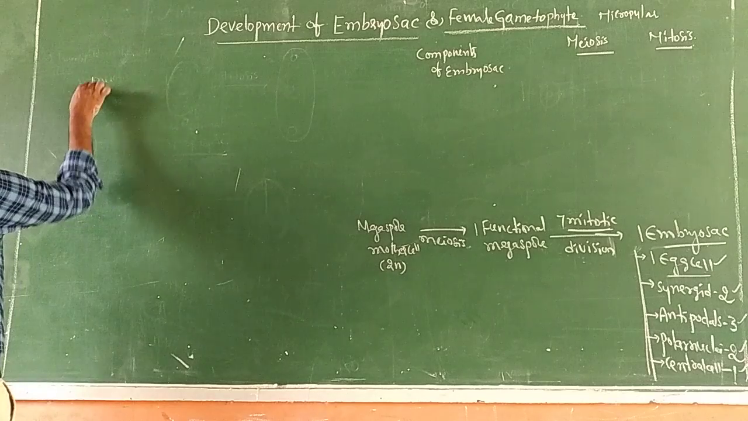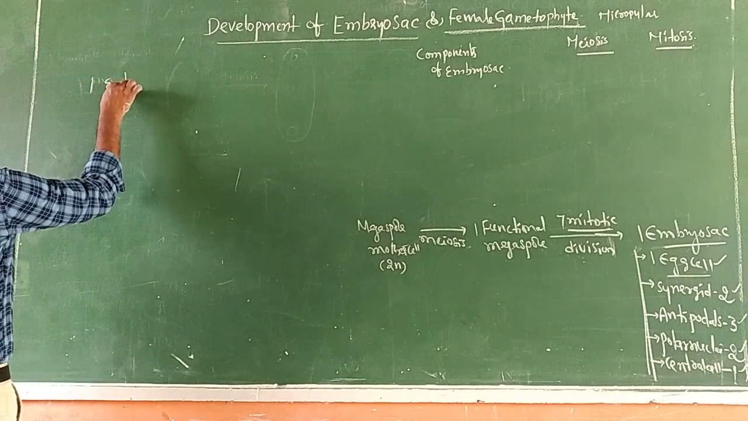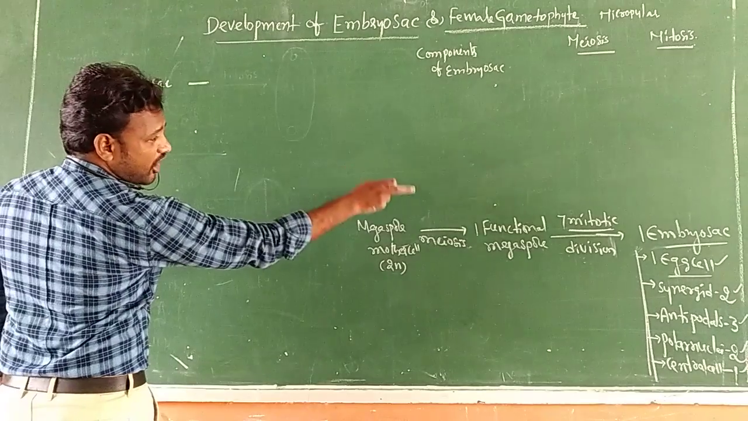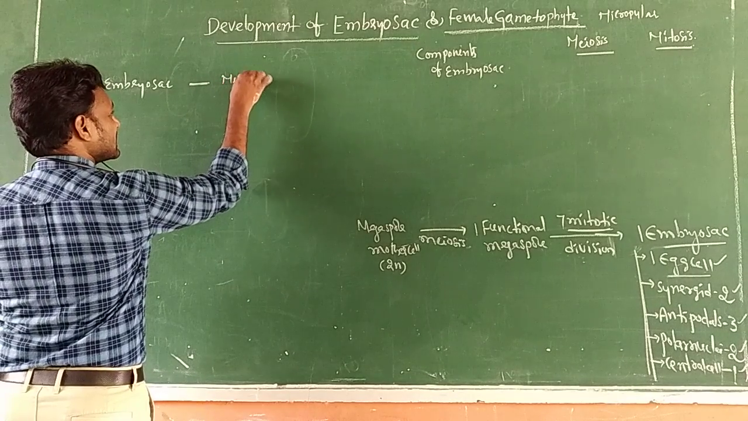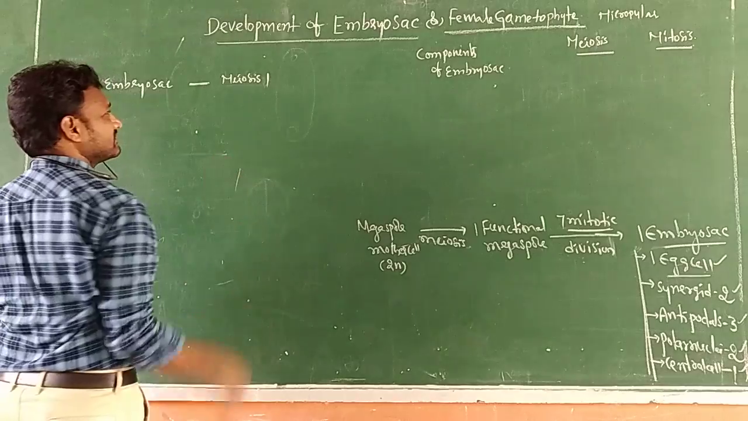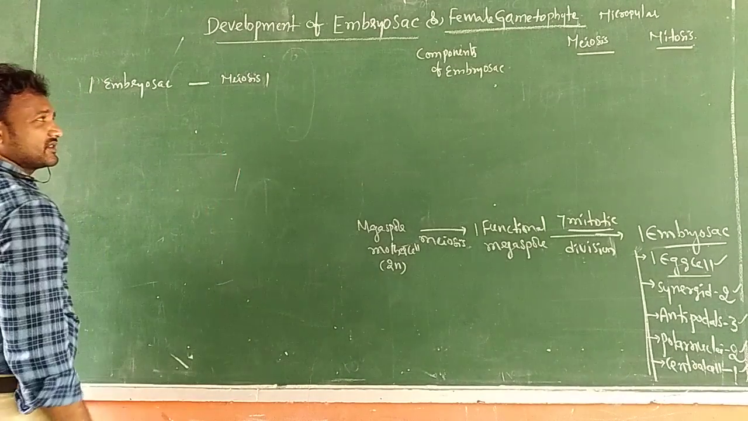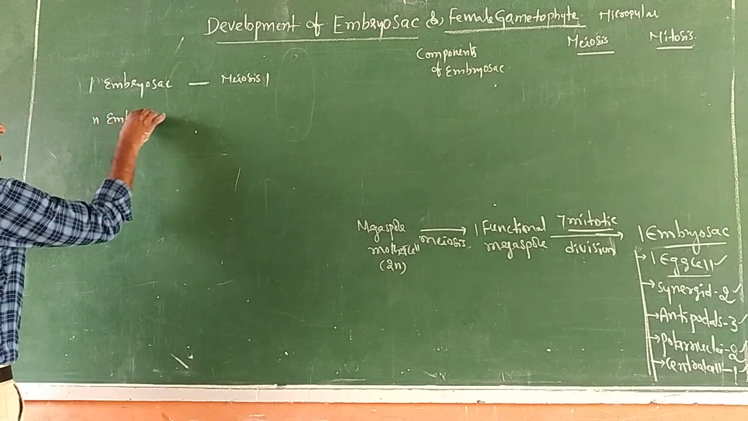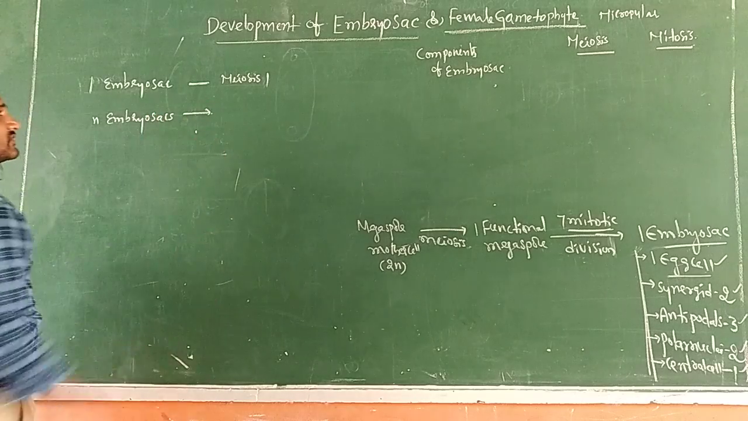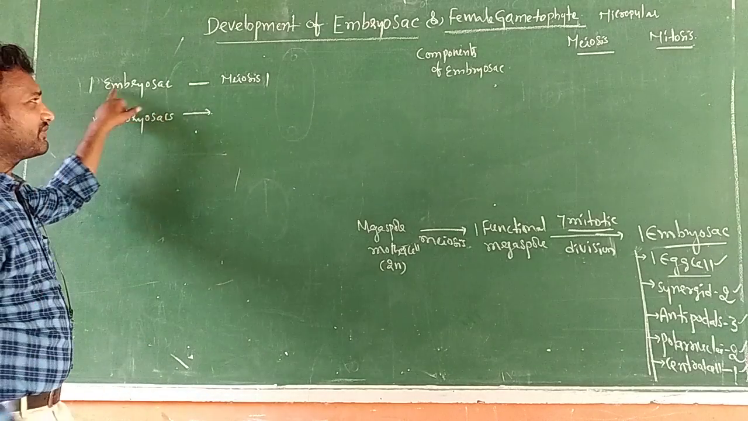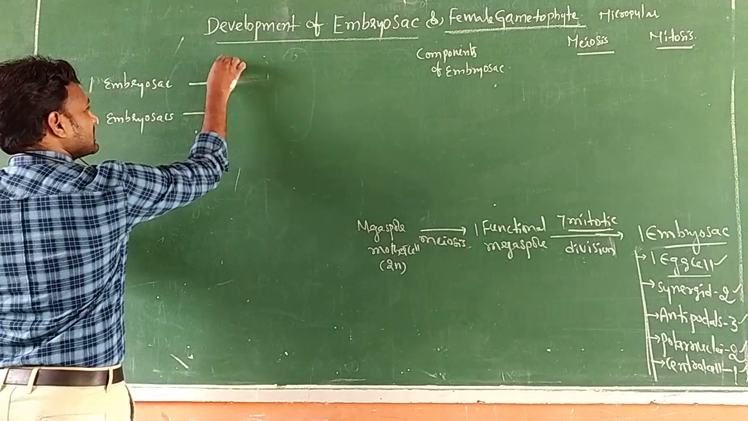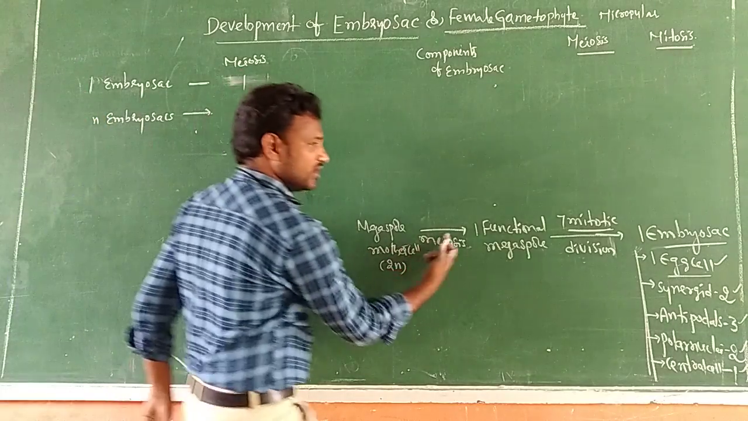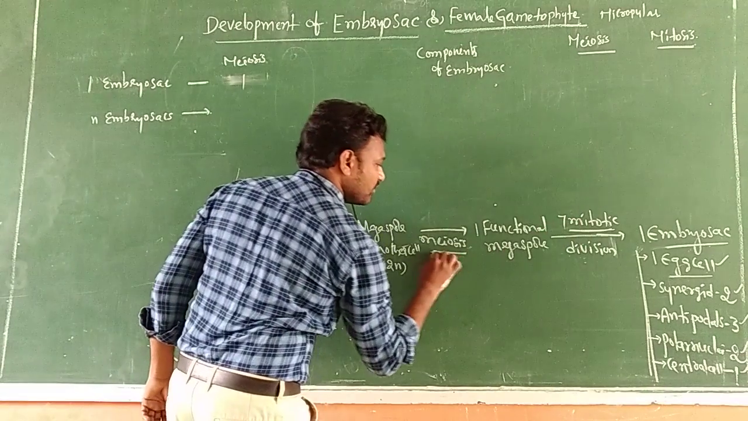For the formation of one embryo sac, how many meiosis are required? One meiosis is required. Say yes or no? For the formation of one embryo sac, one meiosis must occur.